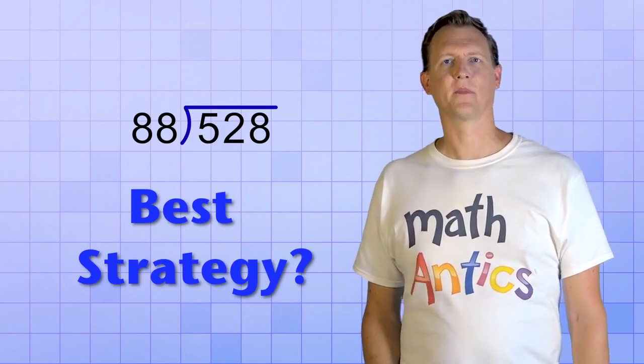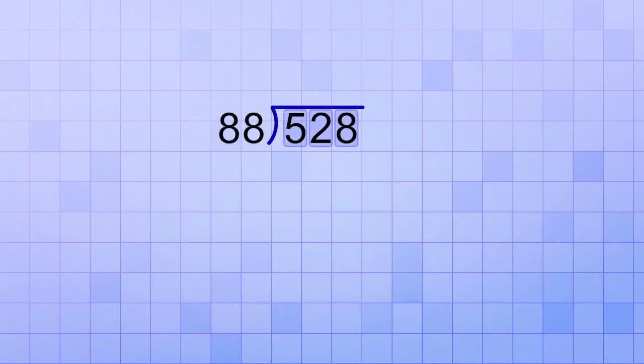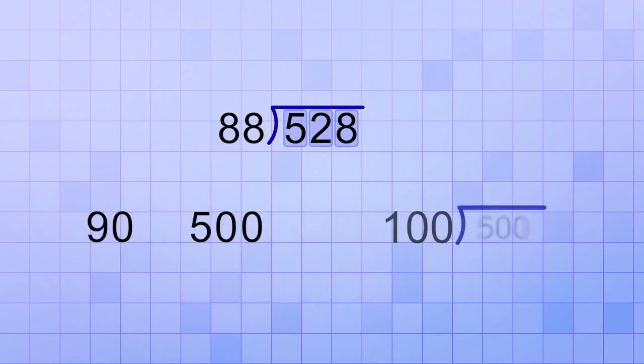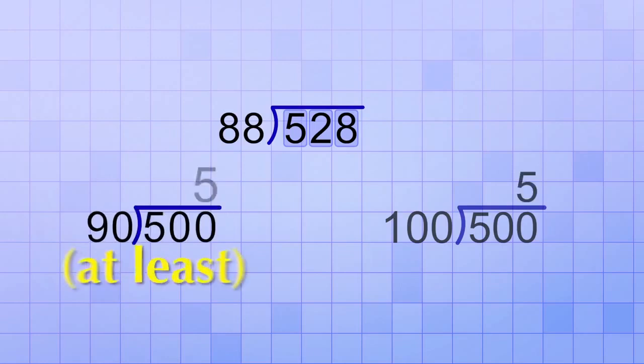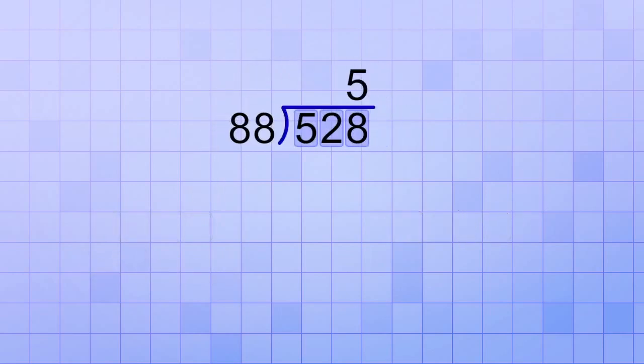What's the best strategy? Well, a little estimating will help us make much better guesses at our answer. The numbers 88 and 528 are kind of hard to work with. But if we made estimates of those numbers, like if we changed them to 90 and 500, that would make it easier to estimate the answer. Since 100 would divide into 500 exactly 5 times, that means that 90 will divide into 500 at least that many times. So let's make 5 our first estimate for the answer. To check to see how good that estimate is, we multiply 5 by 88 and then subtract that from 528 to see what the remainder is.